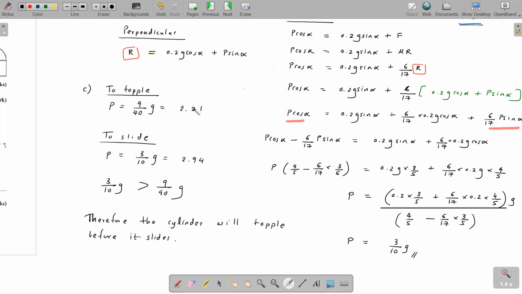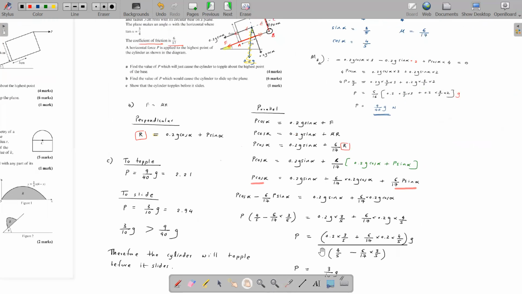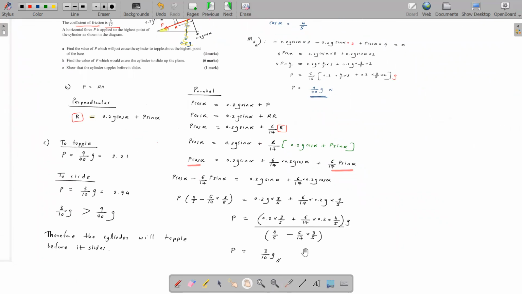All right, guys. So I think this pretty much sums up the lesson. So we've done all the things you need to know, sliding and toppling. So you can now go for the papers confidently, right, guys? So we'll see you in the papers.